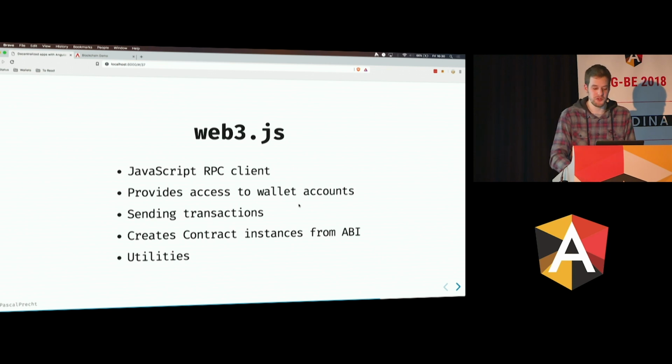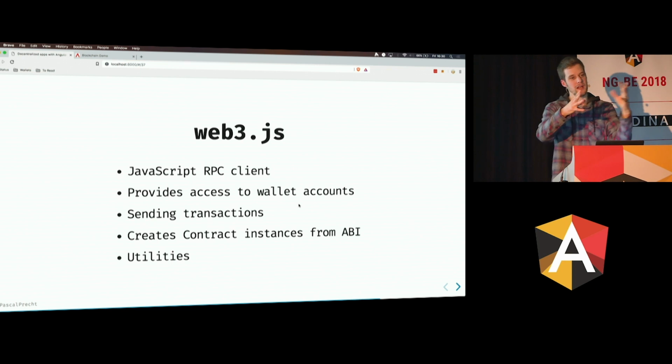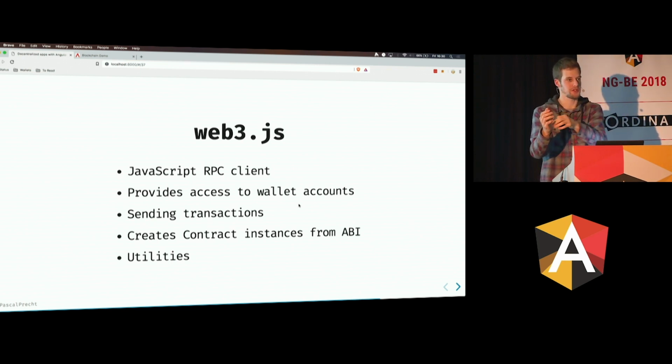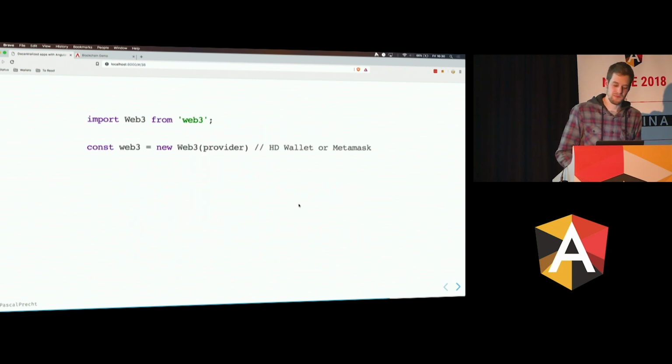It gives you access to your accounts, to your wallet, your digital wallet that you have created, that you own and nobody else. You send transactions with it. You can create contract instances in the JavaScript world, right? So an equivalent to what you've already deployed to the chain, you can create JavaScript objects so that you can actually work with the thing on the chain. And it has utilities and other things. And I'll just give you a vanilla example.